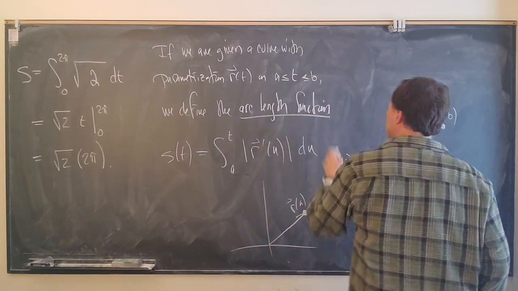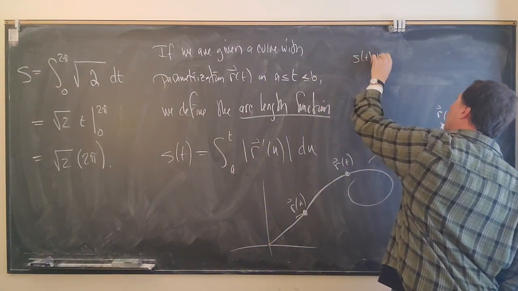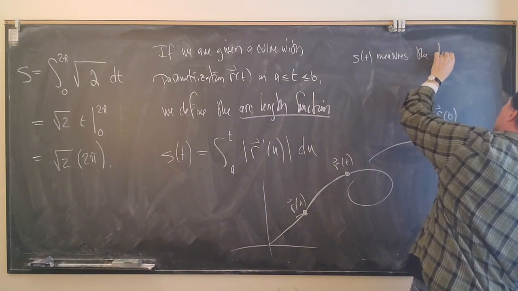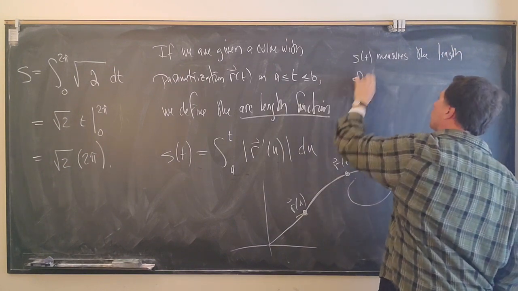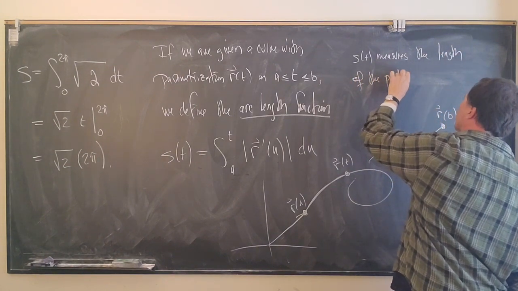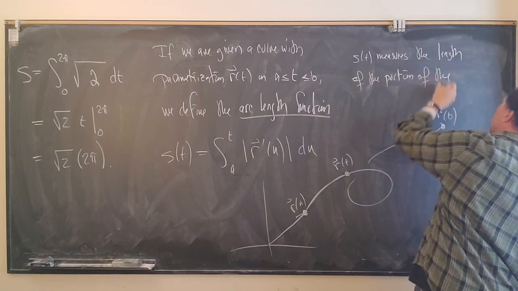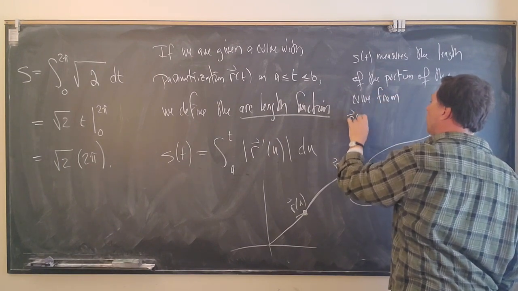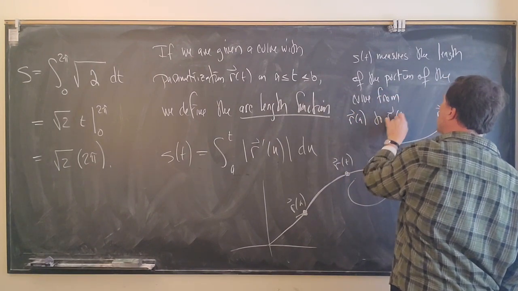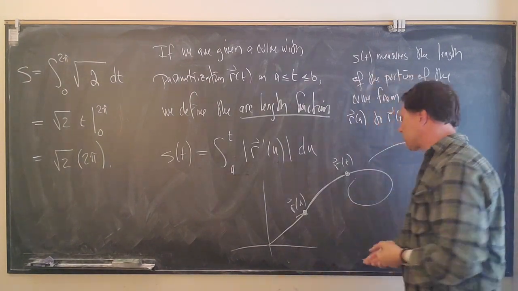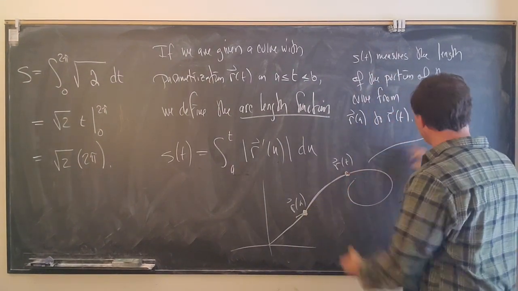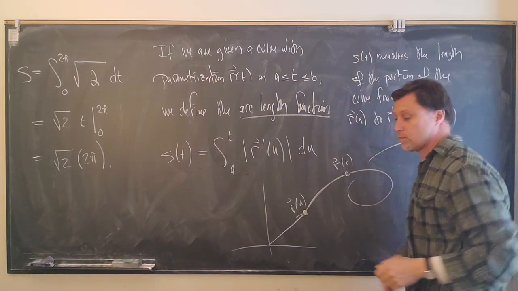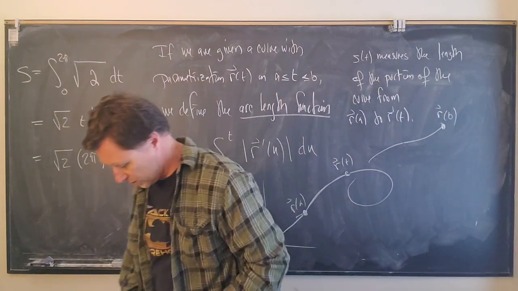So s of t measures the length of a portion of the curve from r of a to r of t. And you can change t, so if you choose t to give you this point, fine, it tells you this length. If you choose t to give here, then it'll measure the entire portion of the curve from here to here. So as t varies, you get different answers.